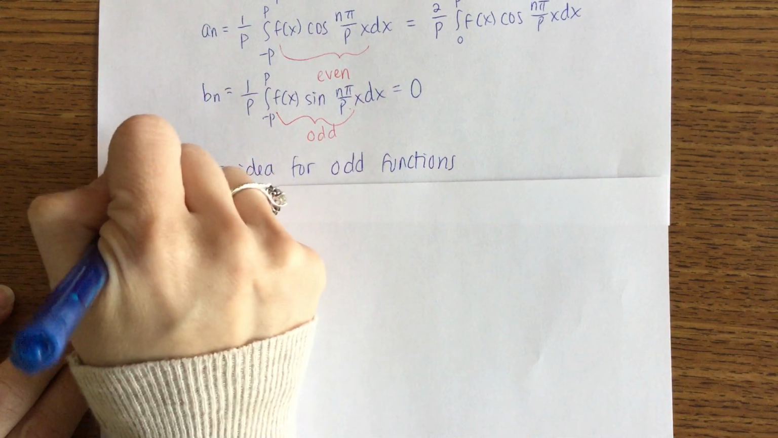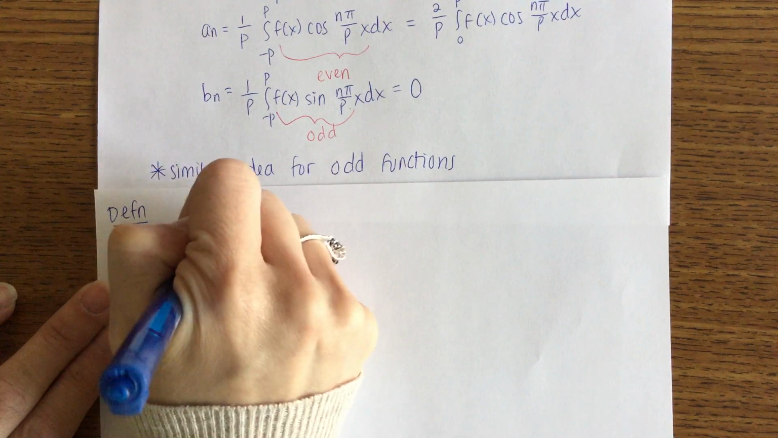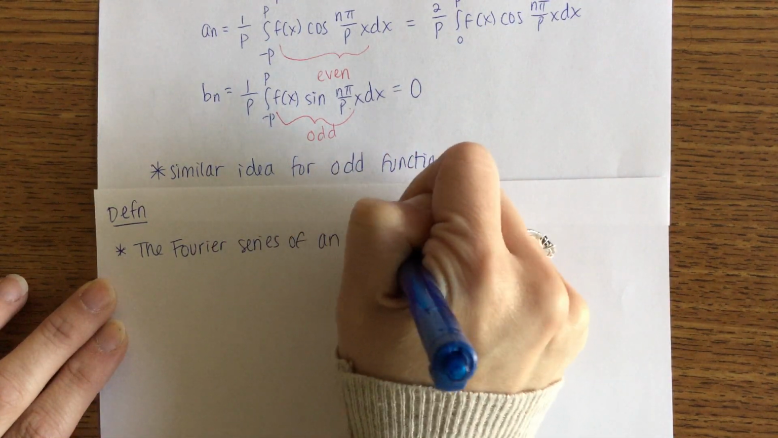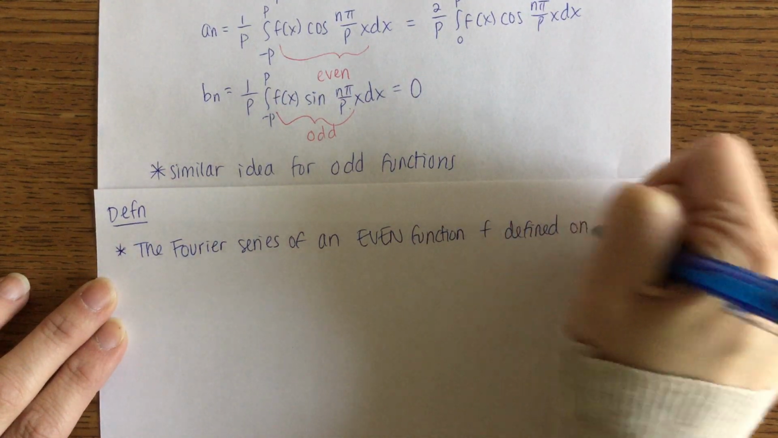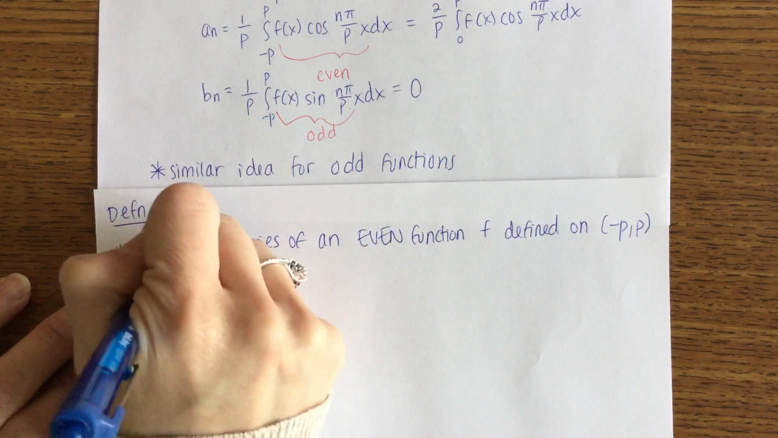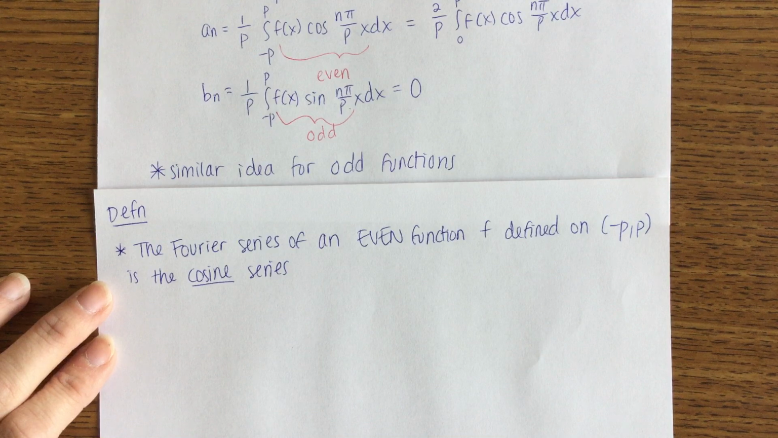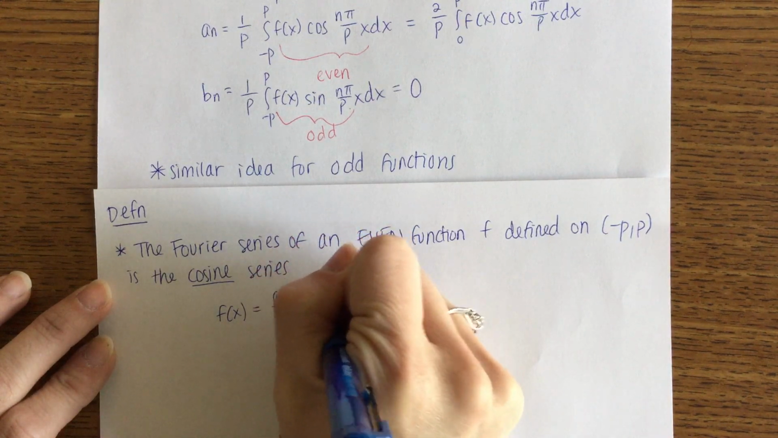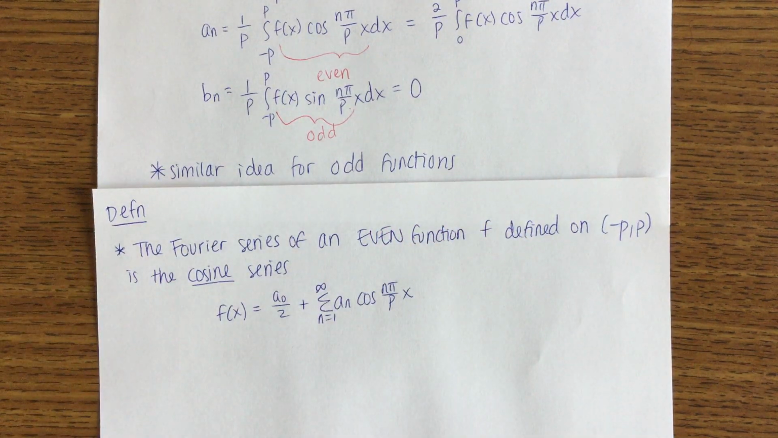Okay, so here are your two definitions of a cosine and a sine series. The Fourier series of an even function f that is defined on the interval negative p to p is called the cosine series. Cosine series is going to be f of x equals a sub 0 over 2 plus the sum from n equals 1 to infinity of a of n cosine of n pi over p x. So all I did is rewrite the Fourier series from yesterday, but kept b of n to be 0.